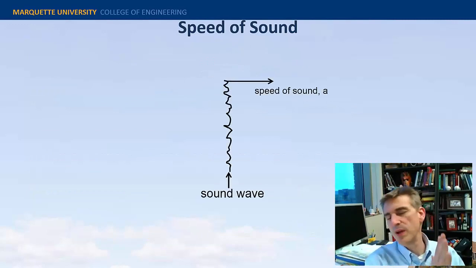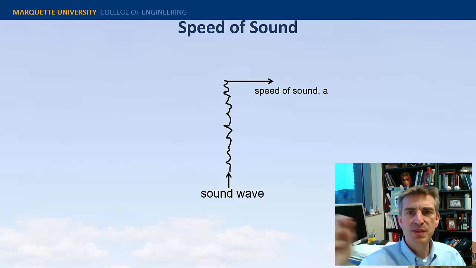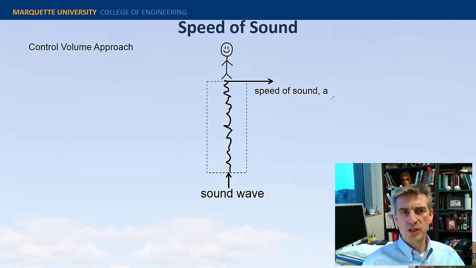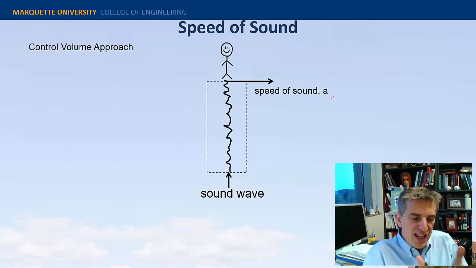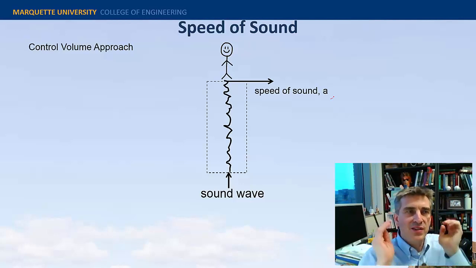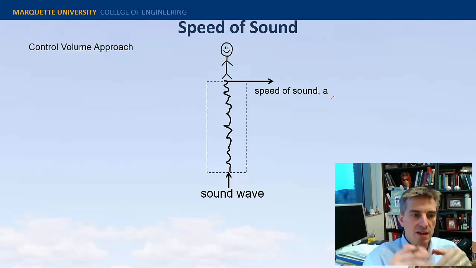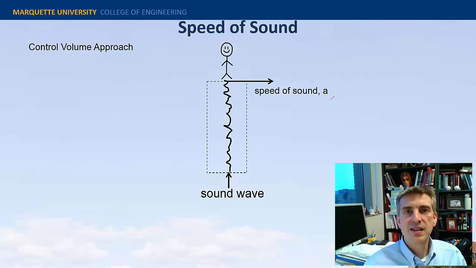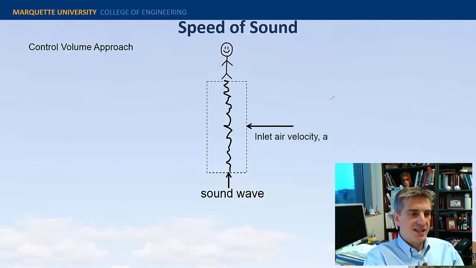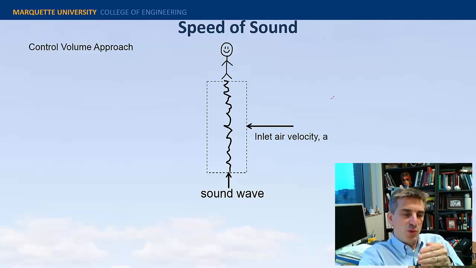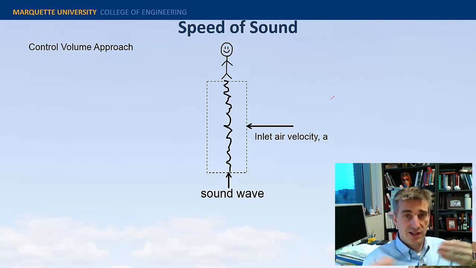So here it is. Here's a sound wave. It's propagating along at a speed a, right? And for the derivation, we're going to use a control volume approach, and you're going to be the observer, standing on the sound wave. If you were standing on the sound wave, riding along with it, the sound wave would look like it's stationary to you. But what would be happening is it would look like the air in front of you is flowing into your control volume, right? So really, it's just a little transformation here, a Lagrangian to Eulerian transformation.